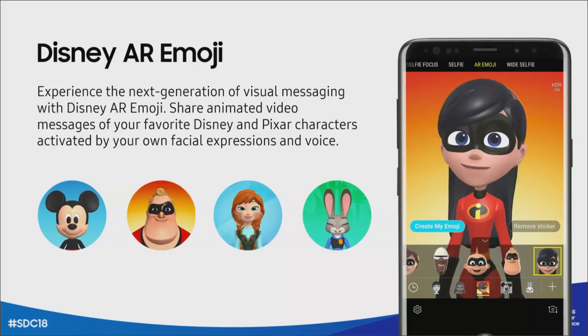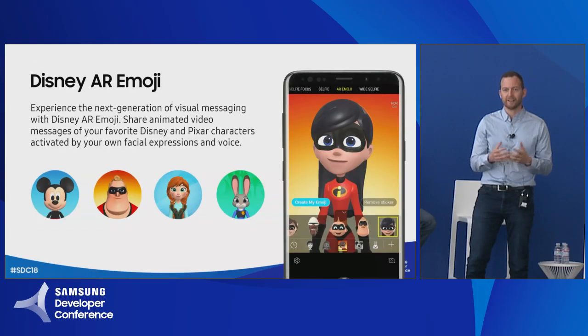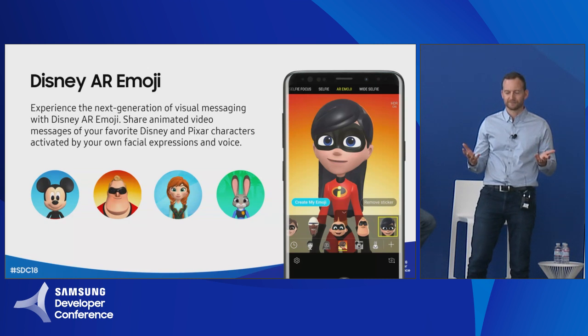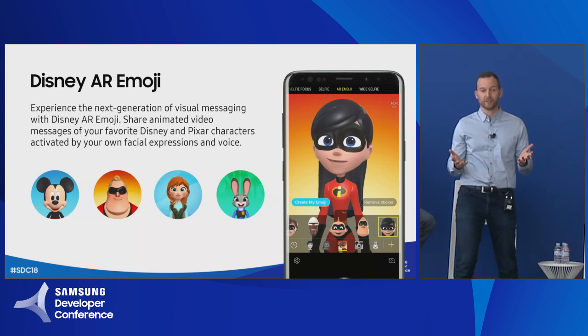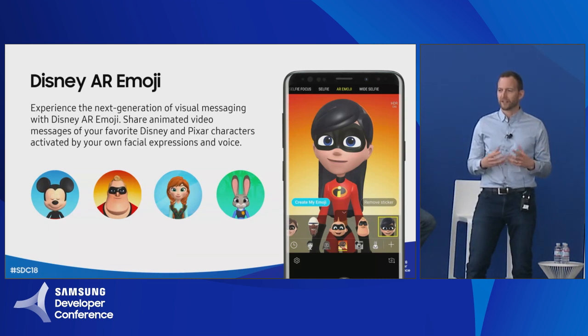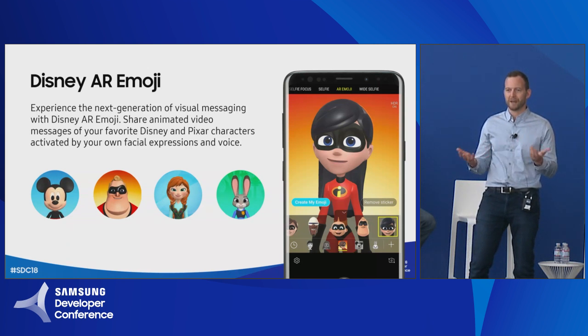Well, to Heeyul's point, emoji are tremendously popular, and it was a fantastic journey to partner with Samsung. This is Disney AR Emoji. It's the next generation of visual messaging, and it's all about adding a lot of fun and excitement to your video messages using your favorite Disney and Pixar characters, and they're all activated by your facial expressions and voice. It's Mickey's 90th birthday this year, and so the very first Disney AR emoji was Mickey Mouse.